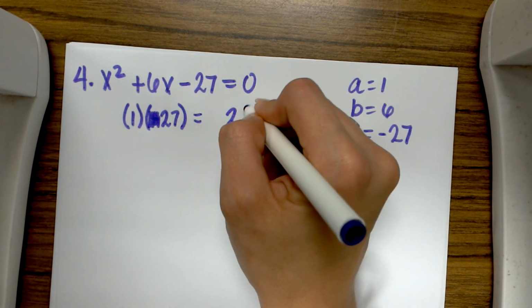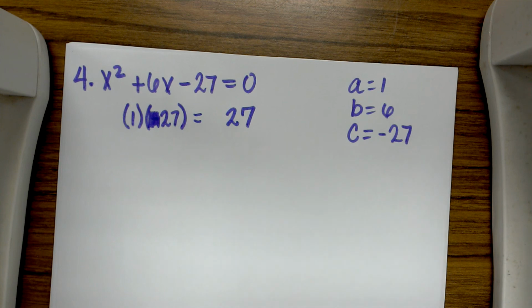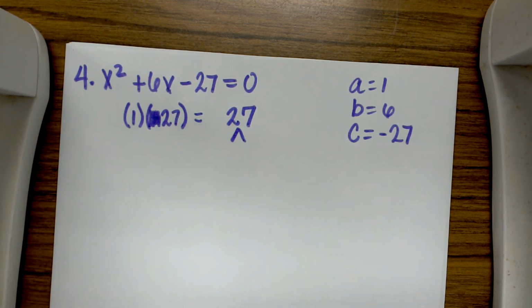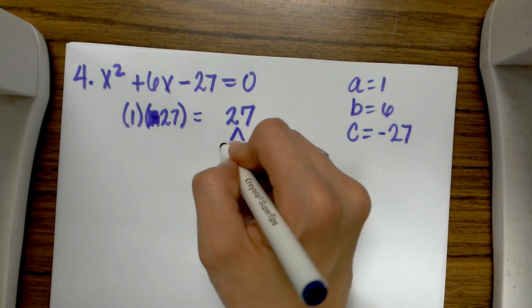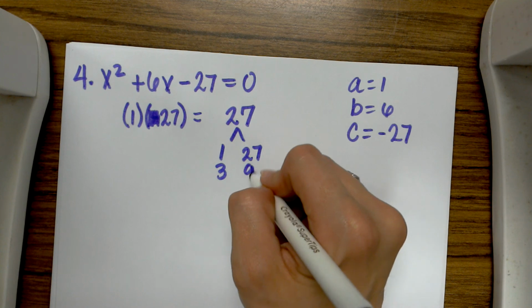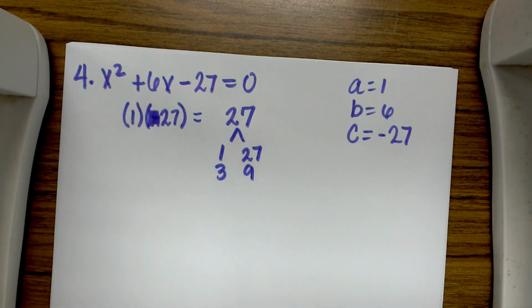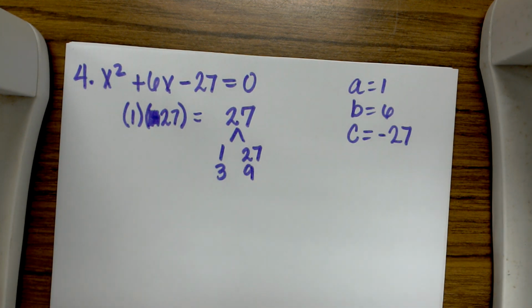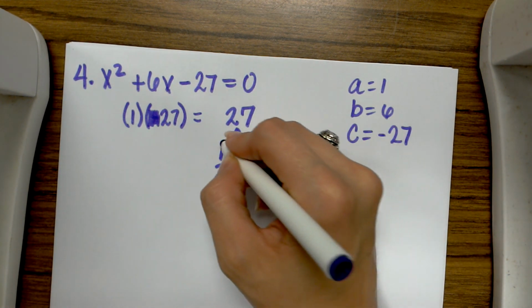So we need to find our factors of 27. So 1 and 27 and 3 and 9. I don't think there's anything else that you can multiply to get that. So let's go ahead and see if by adding and subtracting these we get 6. Well, 1 plus 27, not even close.